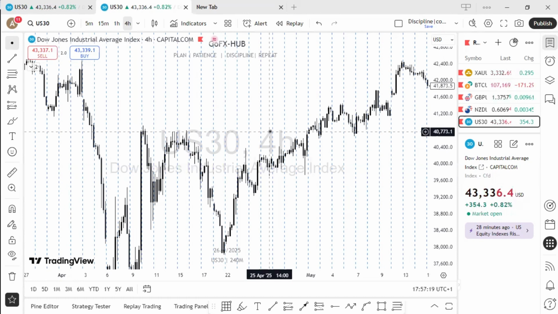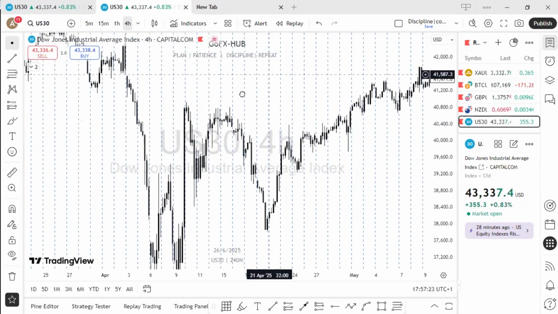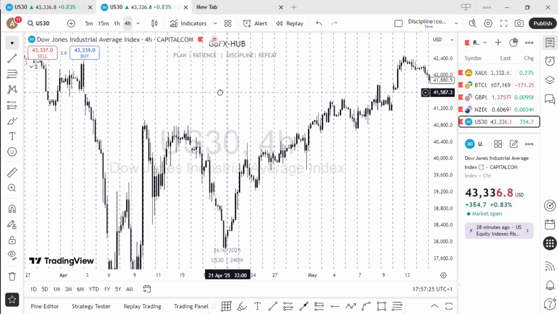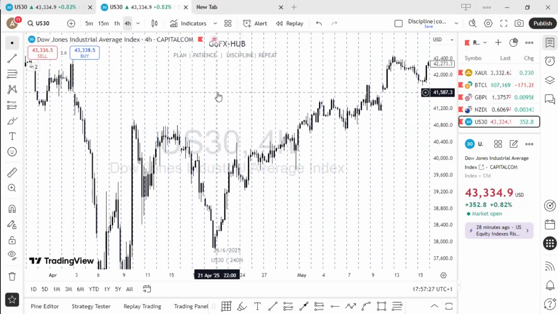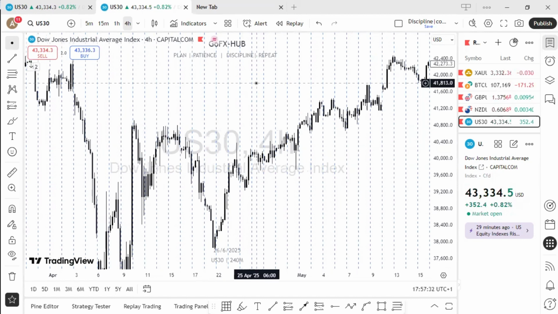I think we got that right. So now top-down analysis. When we are doing top-down analysis, I said market structure is the first thing you need to consider. Number one, you need to first know or study your market. Is it an uptrend or a downtrend market or a ranging market?